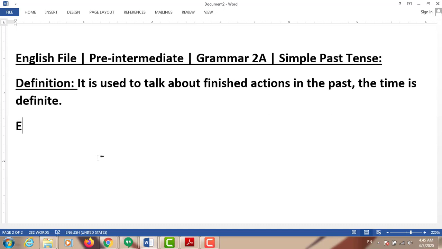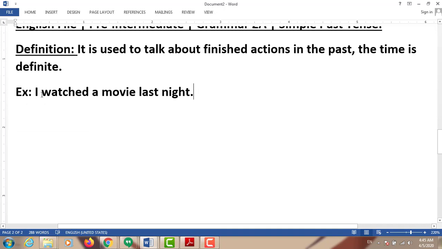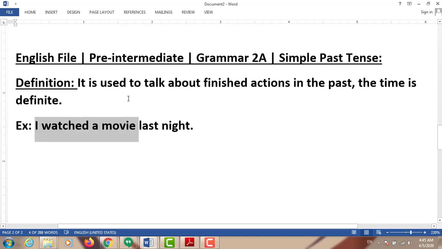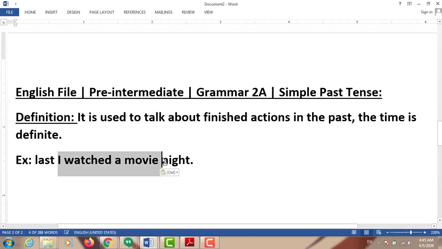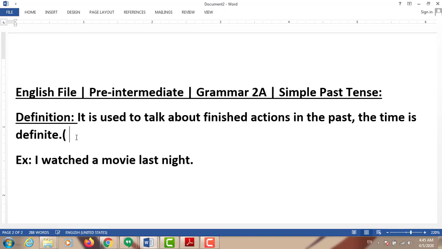Okay, I'll give you an example. For example, I watched a movie last night. That's it. I watched a movie last night. So this sentence is in the past tense. Why? Because I watched a movie last night. So what do I say? Watching a movie is done, finished, completed. I watched the movie completely. So another usage is that it shows completed actions.